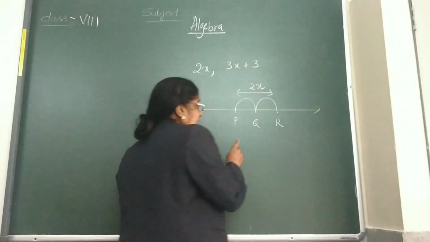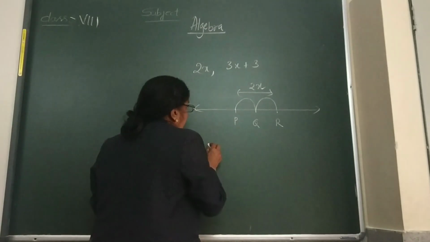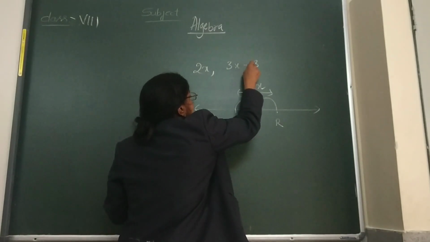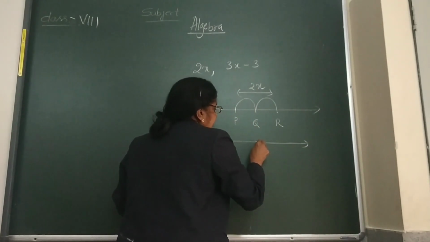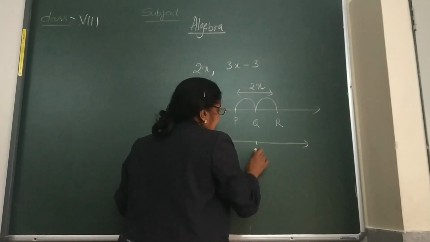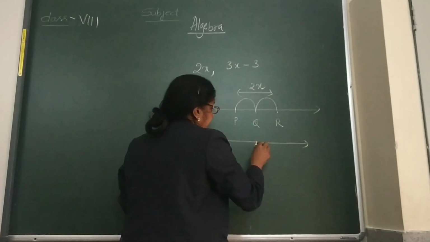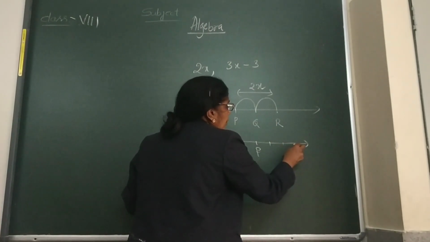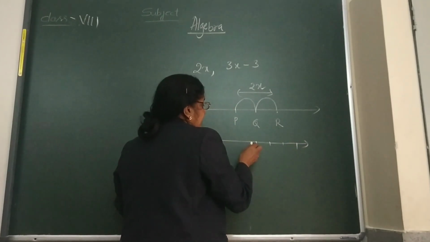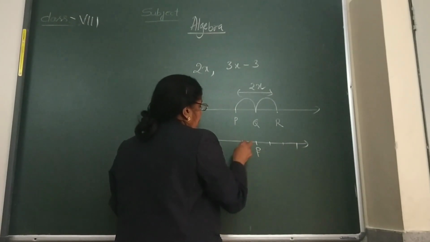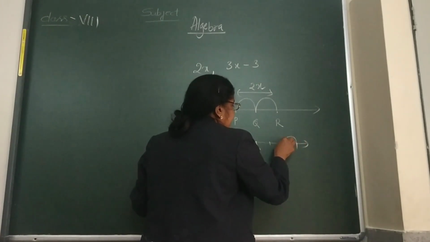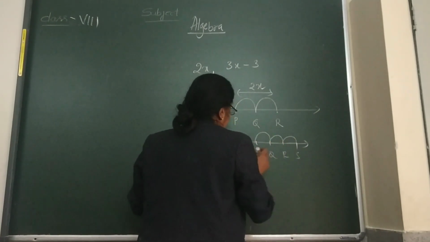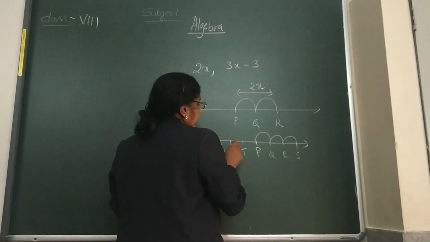Variable on a number line means if it is given 3x plus 3, how am I going to show it? Let me take 3x minus 3 because I want to show you negative also. So what will I do? 0 I will take over here, which I take as P. 3x positive it is. So 1, 2, 3. 1 centimeter, 1 unit. Then this side 1, 2, 3. So this is 1x, 2x, 3x, P, Q, R, S, T, U, V.